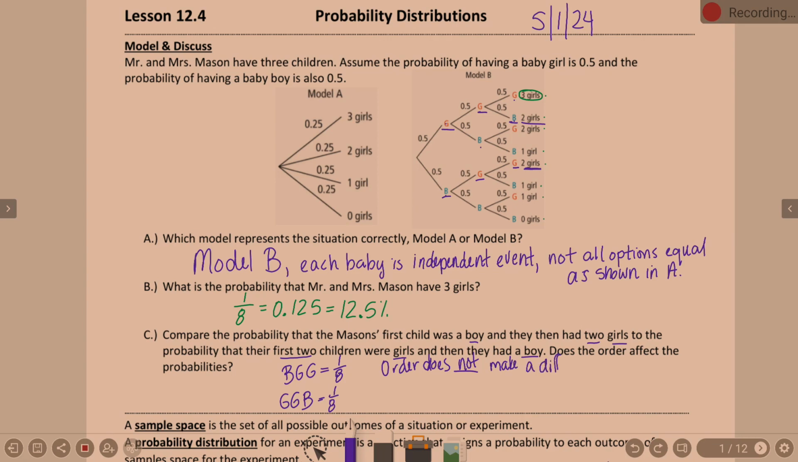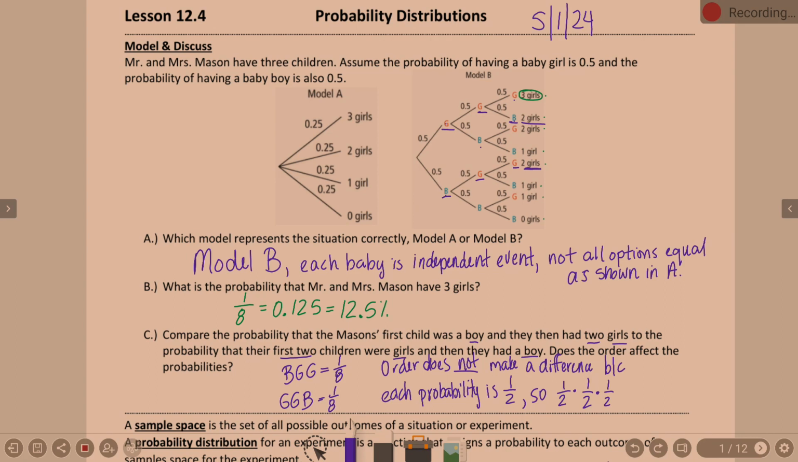Does not make a difference, because each probability is 1/2, talking about boy versus girl there. So, if we're looking at the probability that the first child will be a girl, that is going to be 1/2. Probability the second child will be a girl, 1/2. Probability the third child will be a girl, 1/2. It's going to be 1/8. 1/2 times 1/2 times 1/2, or 1/8, either way you go about it.